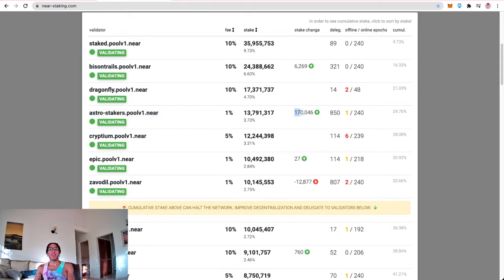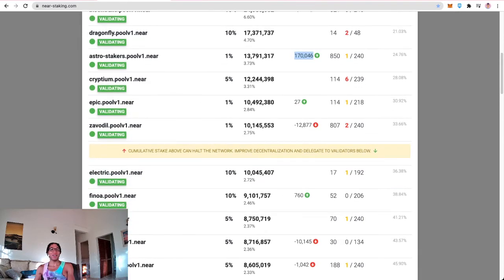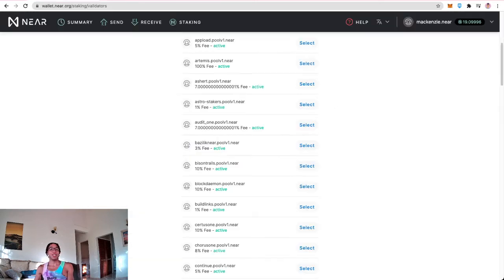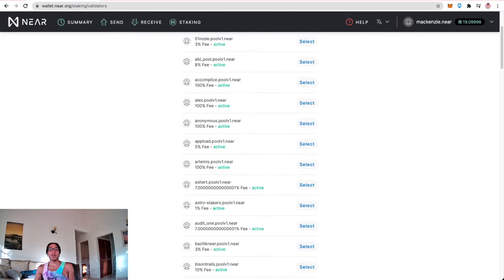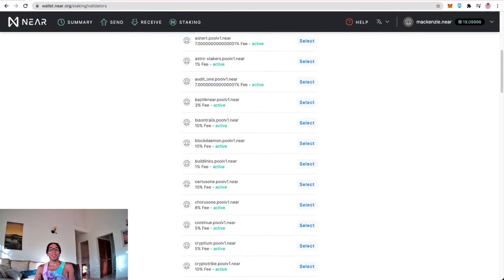astrostakerspool.v1, they increased their stake. So stake change, they increased by 170,000. That's quite huge. This Zavoldi, they have a low fee, but they decreased. So someone withdrew. So you can see here, let's try and find one that we like.